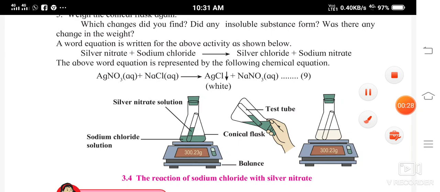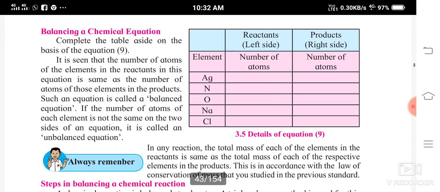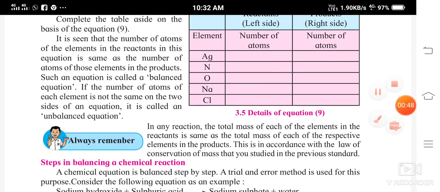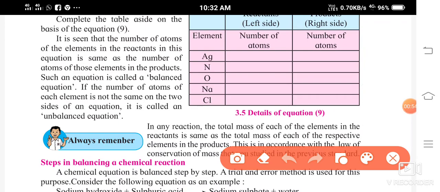AgNO3 plus NaCl, silver nitrate plus sodium chloride, is going to give you silver chloride plus sodium nitrate. So, AgNO3 plus NaCl is going to give you sodium nitrate plus silver chloride. Now see, complete the table.